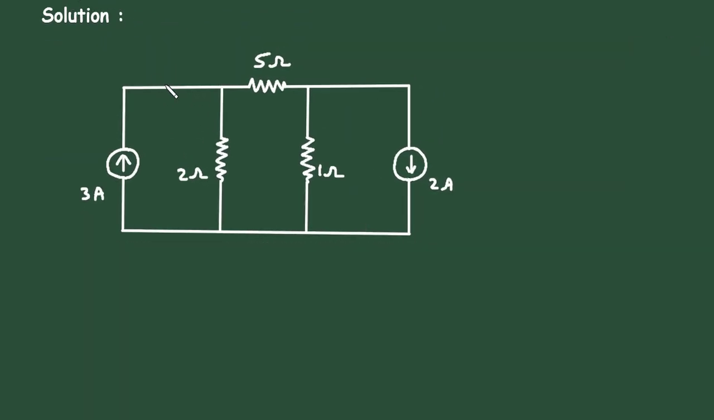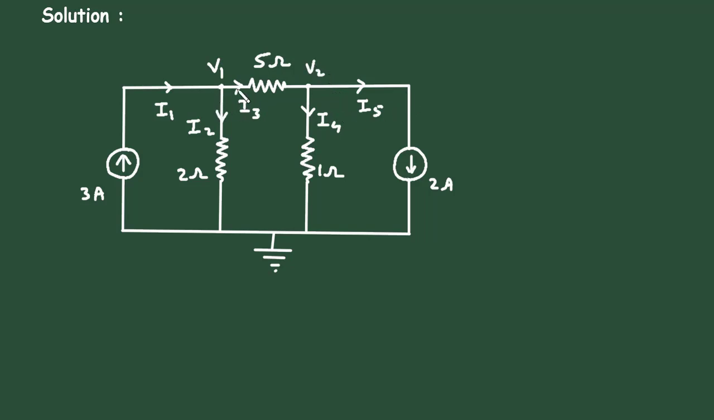First of all, let's say this is current I1 and let's say this is a reference node. So all the currents are towards this reference node. Let's say this is current I2, this is current I3, this is current I4 and this is current I5. Now let's say this is node 1 with voltage V1, this is node 2 with voltage V2.